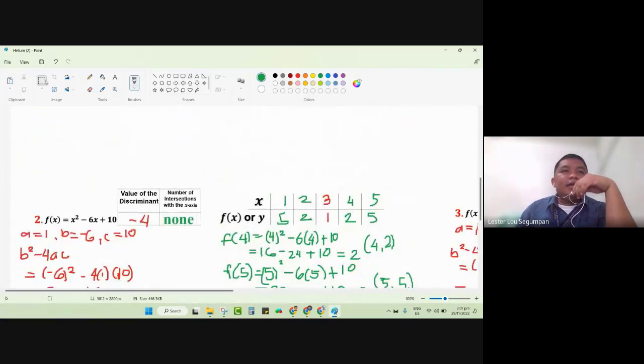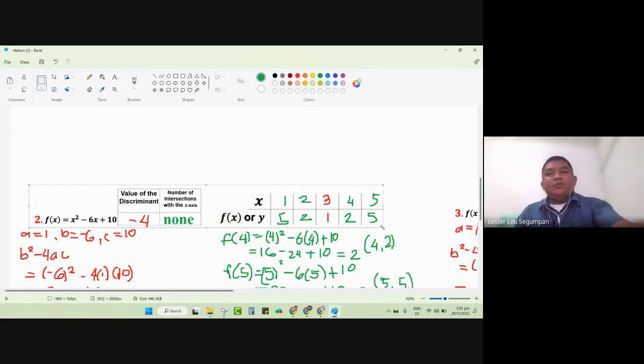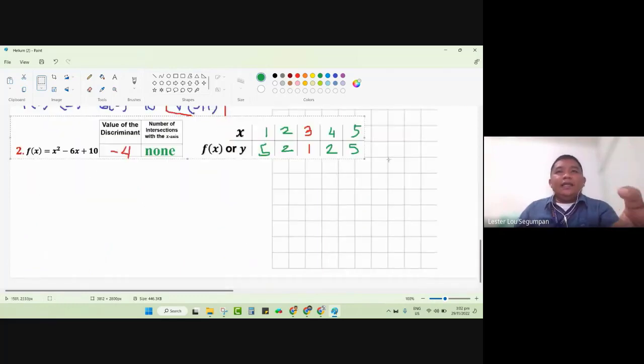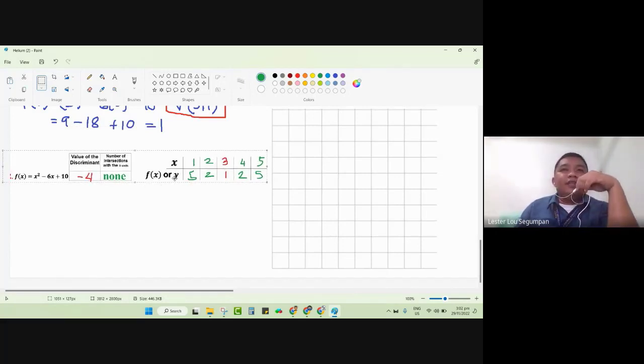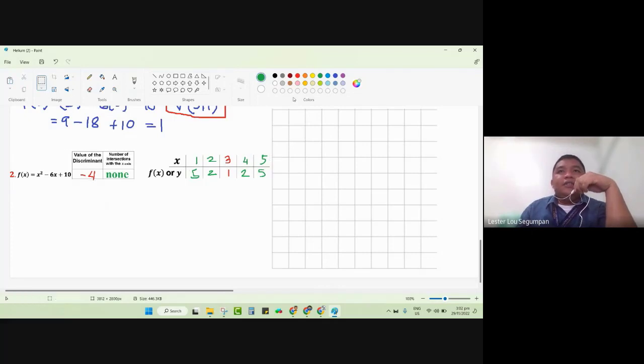And since I could not see it, unlike earlier, let me copy this portion and add it here at the bottom just to make verification later. So we are expecting no intersections with the x-axis. Since there is no intersection, let me place the x-axis a little bit lower. We are assuming that it will not intersect this. And since the values are greater than 1, let me place 0 here on the y-axis.